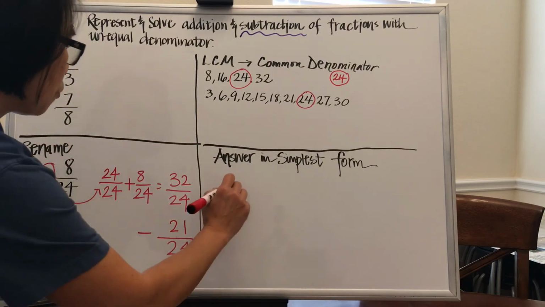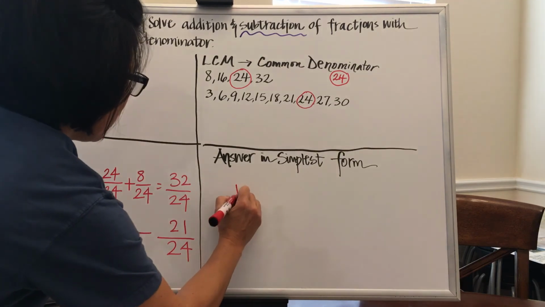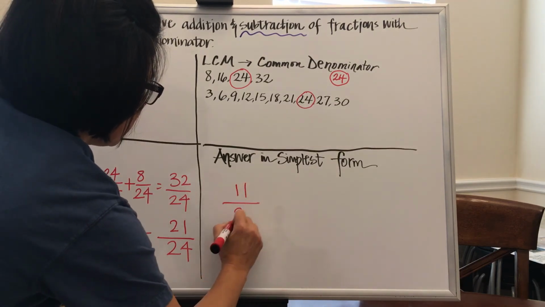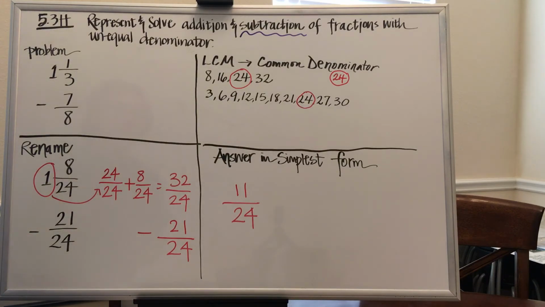I'm going to put my answer here. 32 minus 21 is 11. 11/24 is my simplest form because again, 11 is a prime number and 24 is not a multiple of 11. So therefore, this is the final answer, the simplest form to this equation, 1 1/3 minus 7/8. Okay?